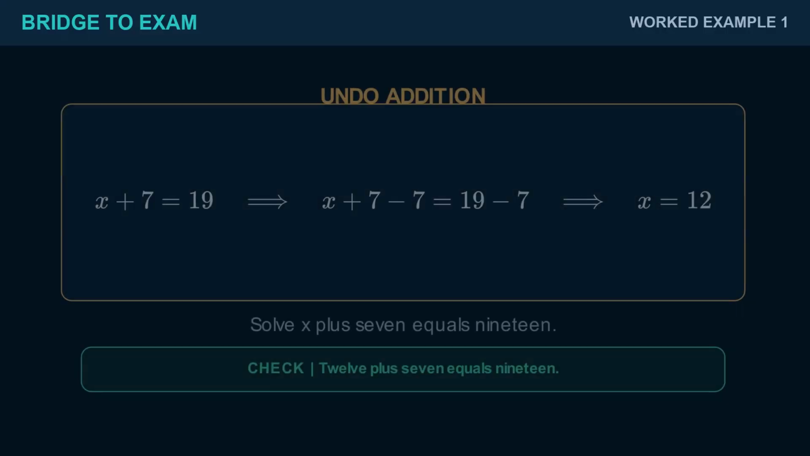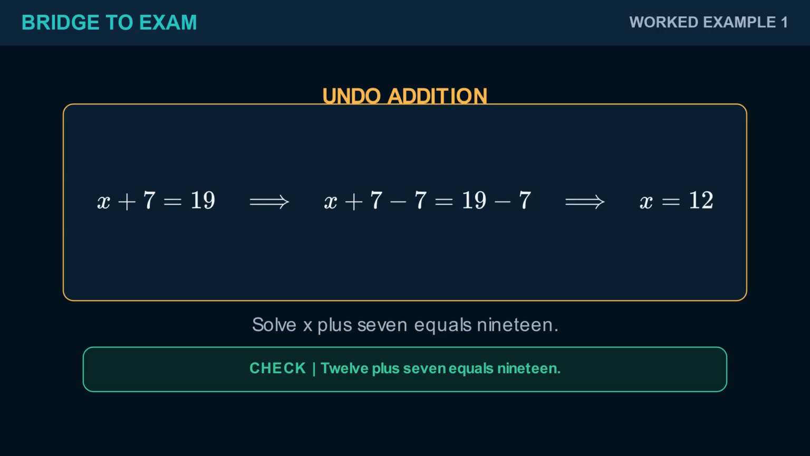Worked example 1. Solve x plus 7 equals 19. Subtract 7 from both sides to preserve balance. The solution is x equals 12. Check. 12 plus 7 equals 19.